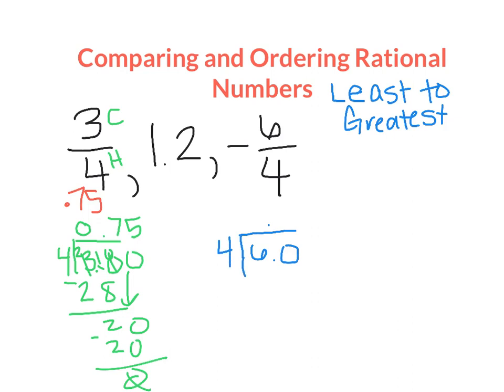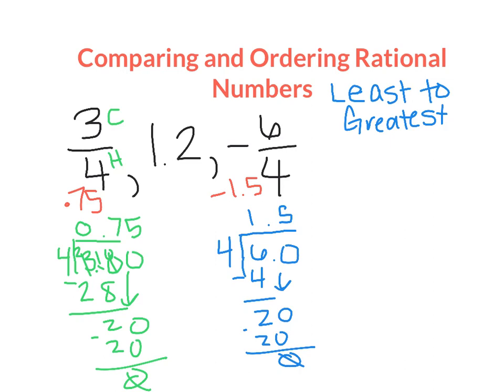4 can go into 6 one time. 1 times 4 is 4, and when I subtract, I'm left with 2. I bring down my 0. 4 can go into 20 5 times. 5 times 4 is 20. When I subtract, I zero out, so I'm done. Now, don't forget, this was a negative, so I have to go back and put my negative sign with my new answer. -6/4 is the same as -1.5.